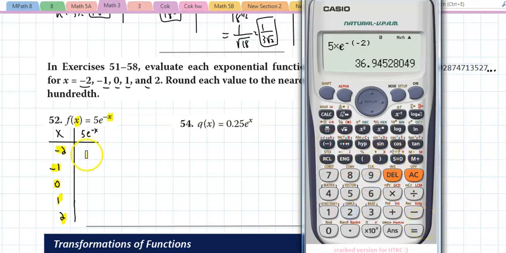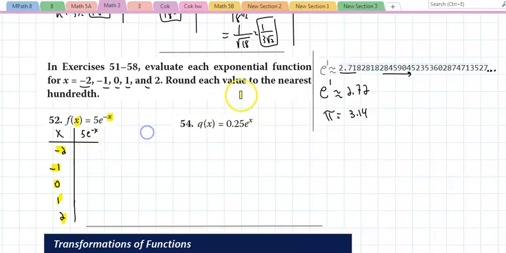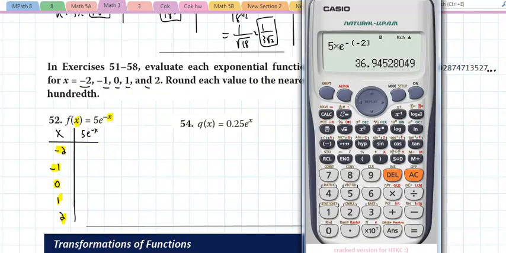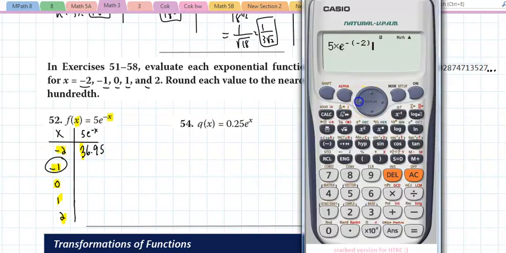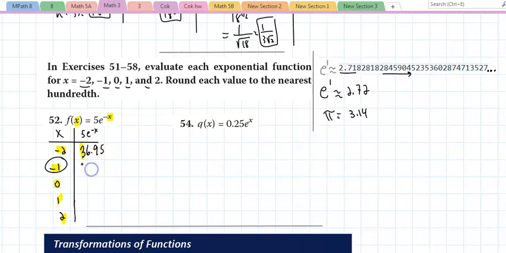And I'm getting 36 point, how many decimals did it say? 2 decimals. I'm going to copy down 36.95. If I go to the negative 1, all I have to do now is go on my calculator and go back, delete, and put a 1. 13.59.